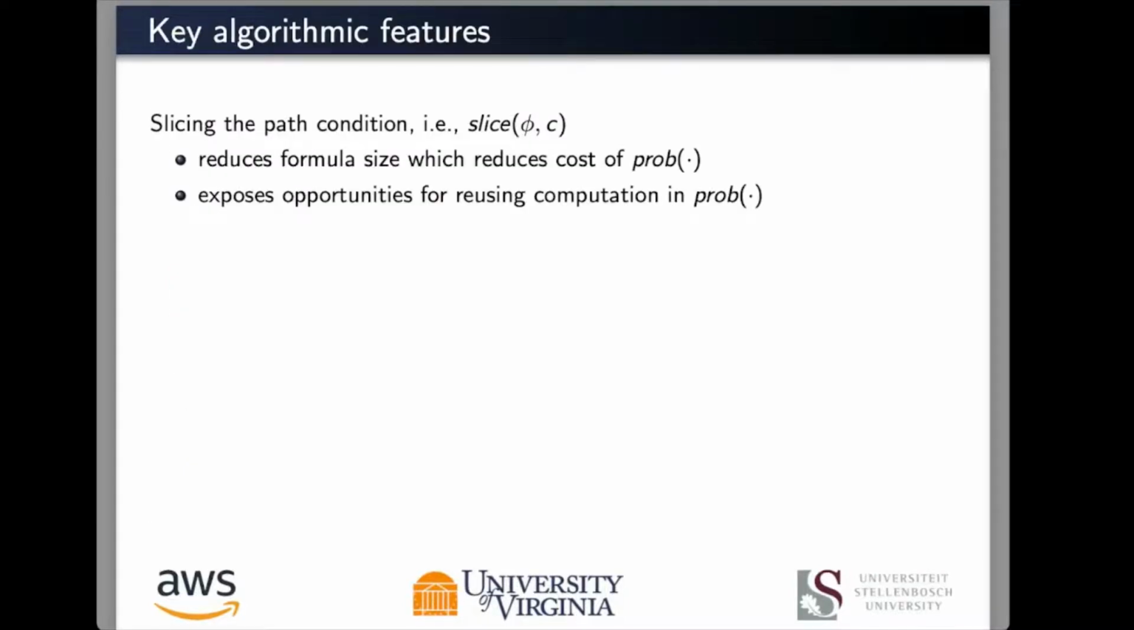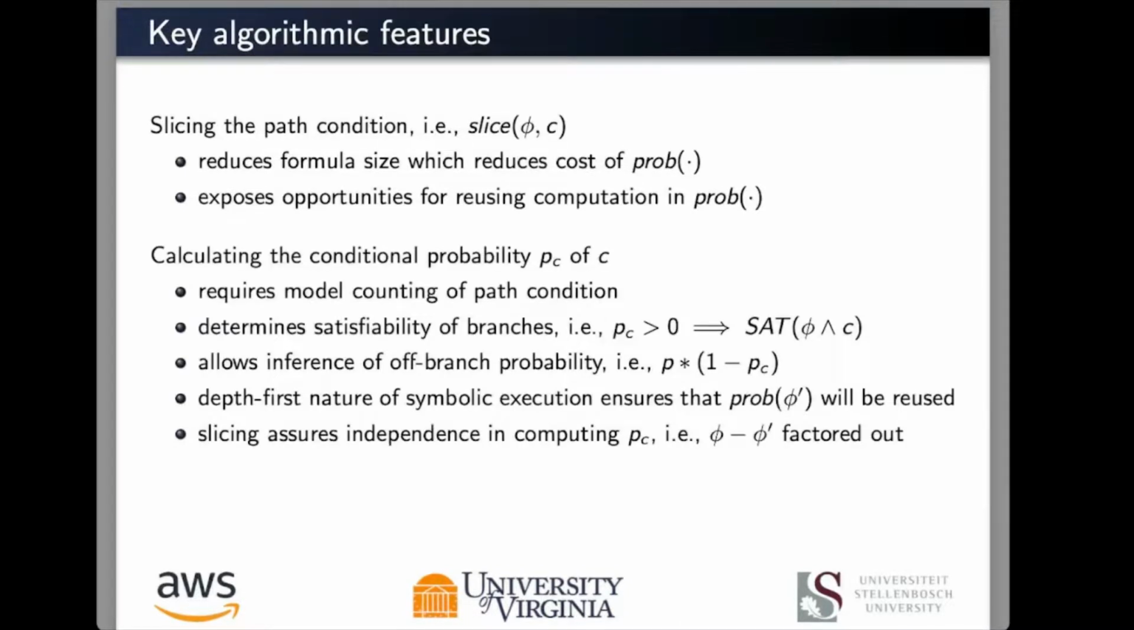So what's going on here is that there are several key algorithmic features of probabilistic symbolic execution that we developed. The first was slicing the path condition, and this reduces the formula size, and that significantly reduces the cost of computing this probability. It also exposes opportunities for reusing computation later in symbolic execution.